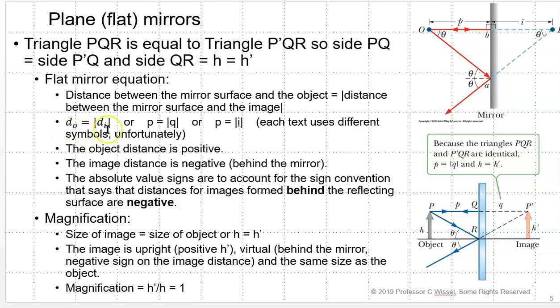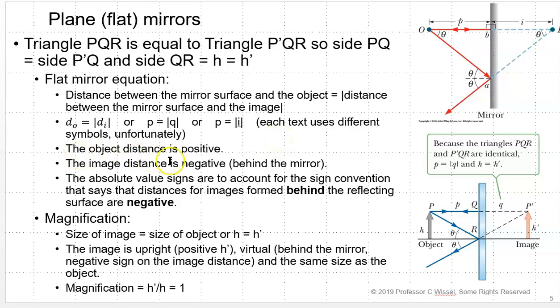DO, distance to the object, equals distance to the image, or P, that's the distance to the object, equals the distance to the image. You might also see I used for image. Each text uses different symbols, unfortunately, and I'm sure these are not all the ones that I've seen out there. There are many of them. You just have to be careful.